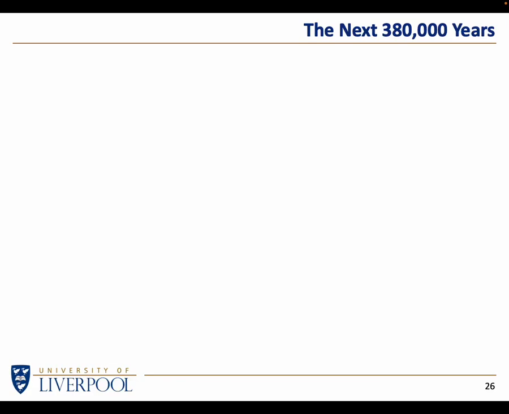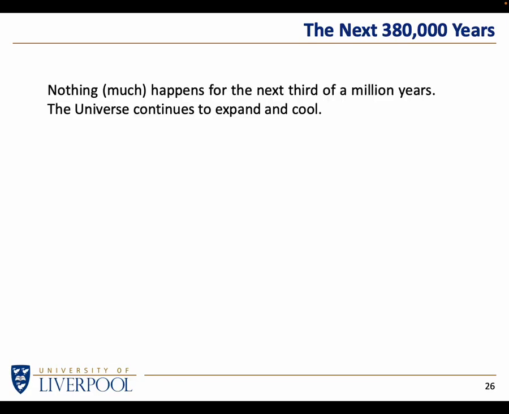Now we go forward 380,000 years, mainly because the next 380,000 years are really boring, because nothing happens other than the universe continues to expand and continues to cool. All the hydrogen nuclei, the protons, get further apart, and all of the helium nuclei, the 2 protons plus 2 neutrons, get further apart as the universe expands. So the universe expands and cools, but nothing else of any interest happens.